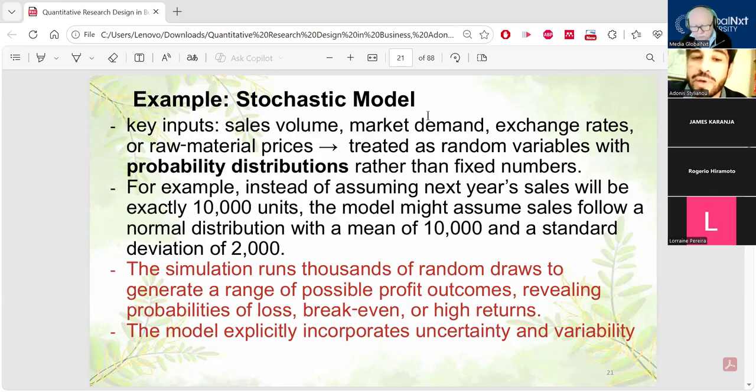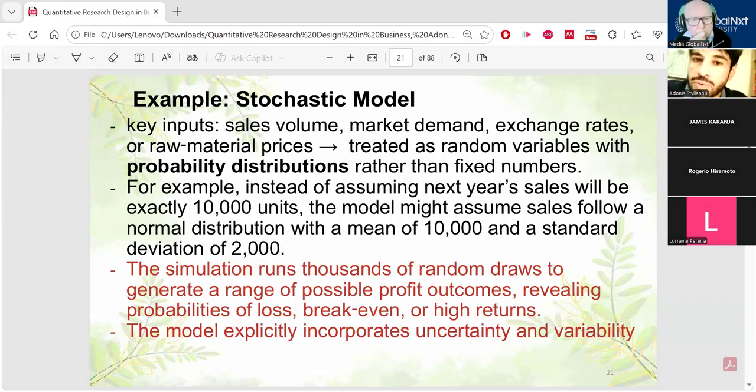We have examples such as research on sales, market demand, exchange rates, and raw material prices, all of which are treated as random variables. Instead of predicting a very specific number, you are predicting a distribution. You say, for example, I can have 10,000 on average sales with a standard deviation of 2,000. So you are giving people a range, essentially 8,000 to 12,000. And this is much more realistic.